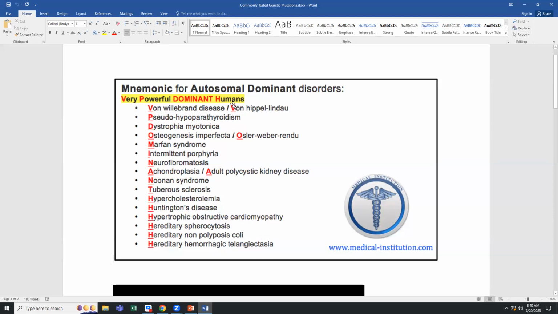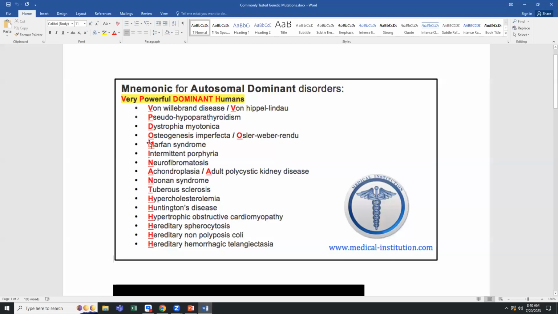I wouldn't worry about von Hippel-Lindau. Pseudohypoparathyroidism, dystrophia myotonica. You also could see this as myotonic dystrophy, so you could see them switch. Osteogenesis imperfecta, I wouldn't worry about this one.